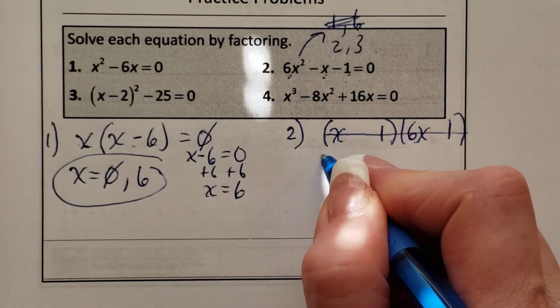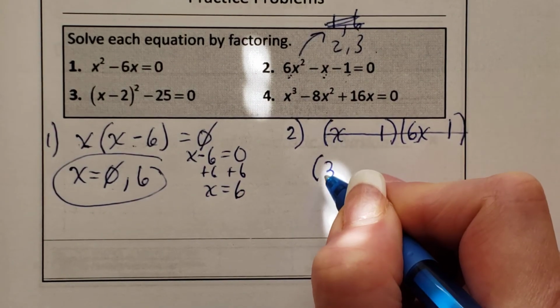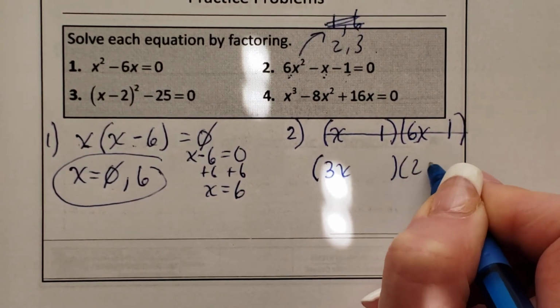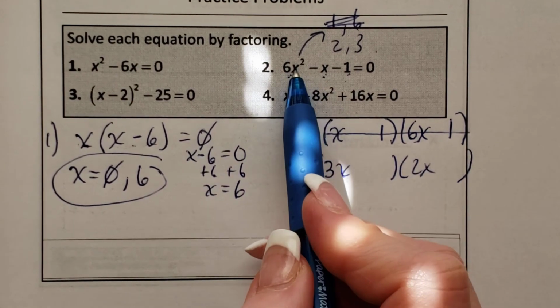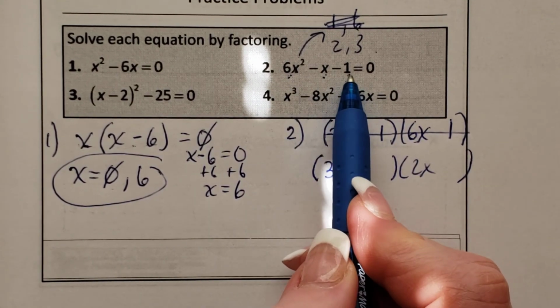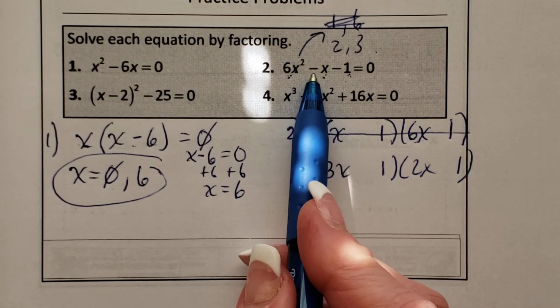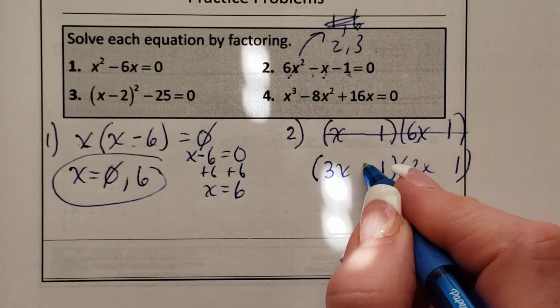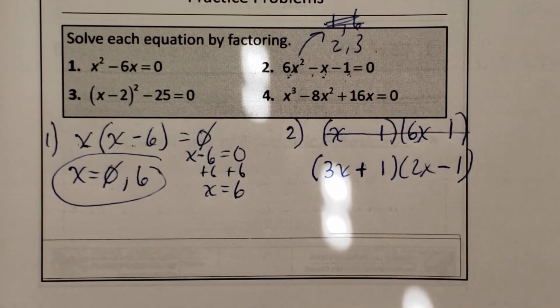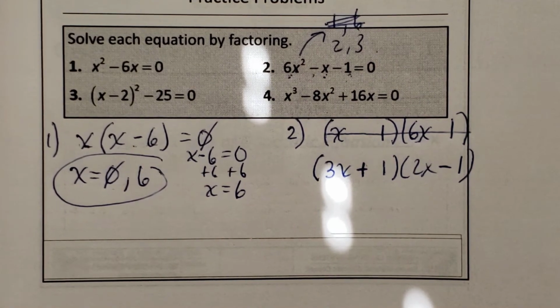All right, so I'm going to try 3x and 2x. Isn't 3x times 2x 6x squared? Well, the only factors of 1 are 1 and 1. This tells me that my signs are different. So I'm going to try a positive and a negative. I don't think you'll have a problem like this, but I'm doing it anyway.